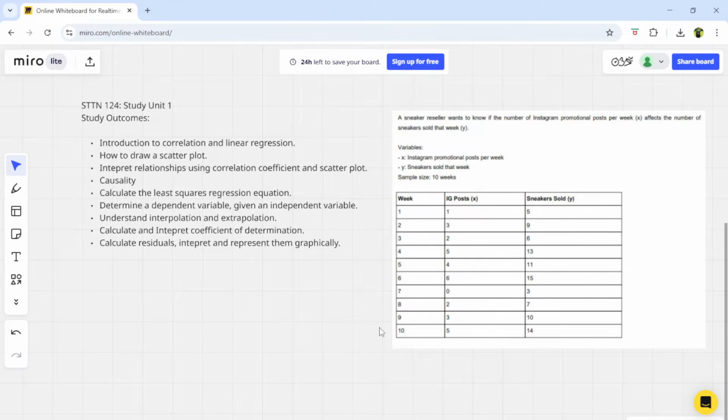So we need to know how to draw a scatter plot. I don't think they will ask you to draw a scatter plot, but if they do, then you should know how to do it.